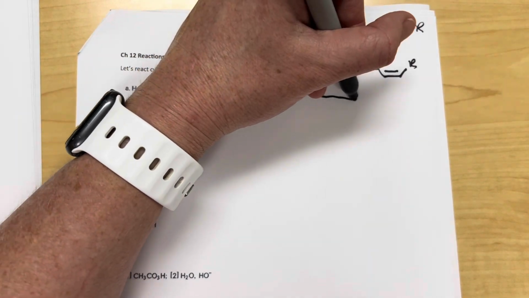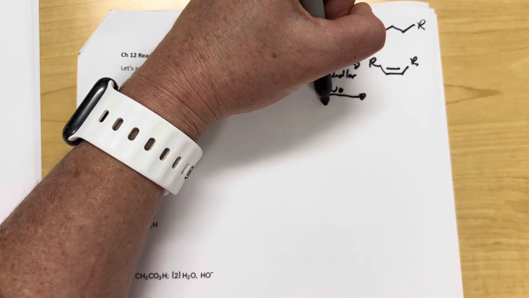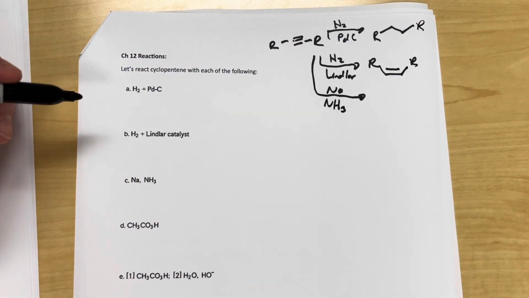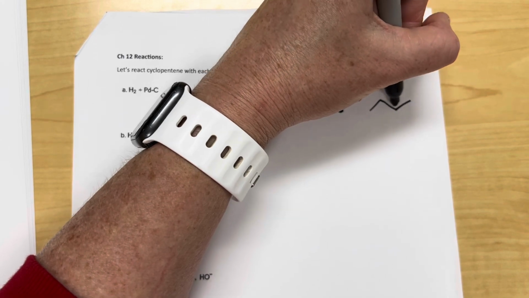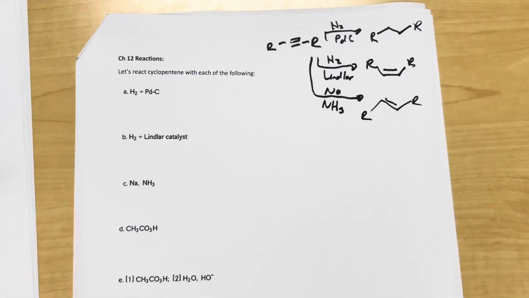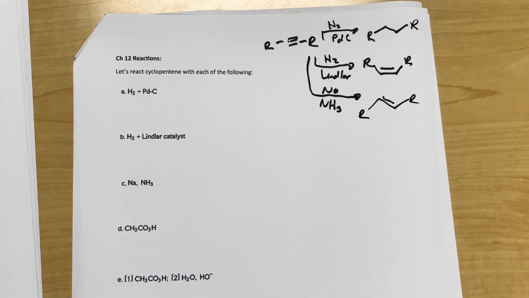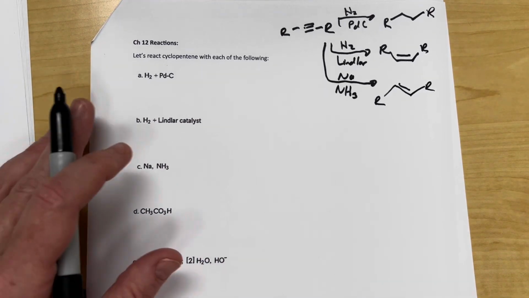And if you did the sodium and NH3, excess of these, you would get the trans product. And it was only strong enough to do the alkyne. It could not break up an alkene and reduce an alkene. All right, with that being said, that will hopefully help us get through some of these. So let's start it off.